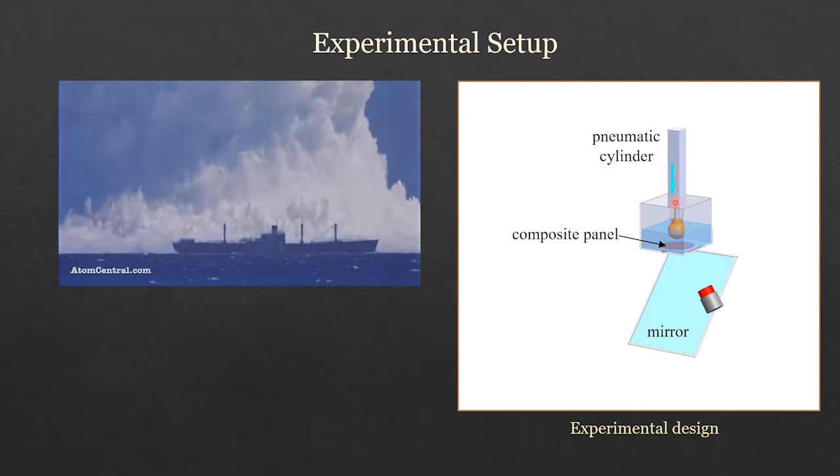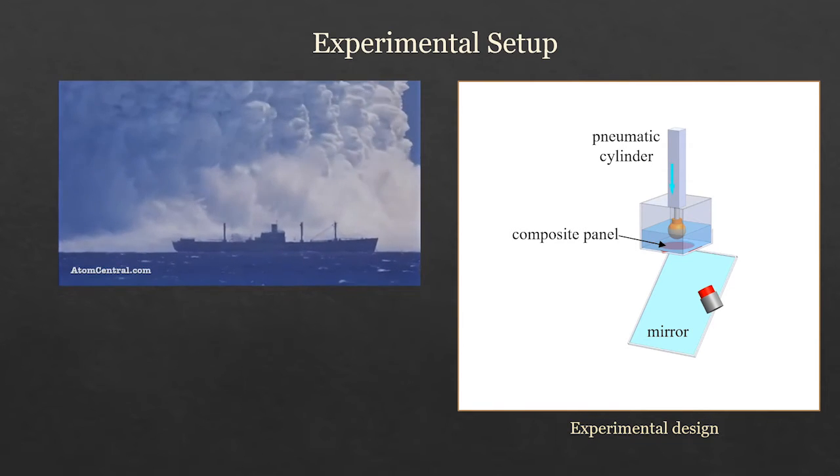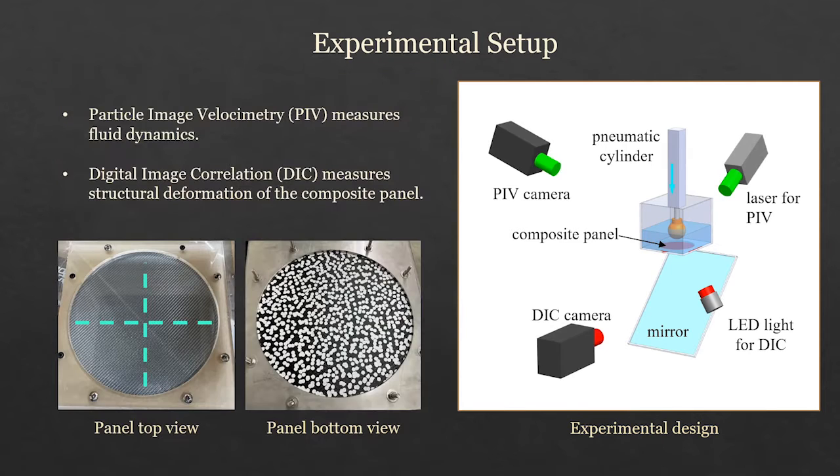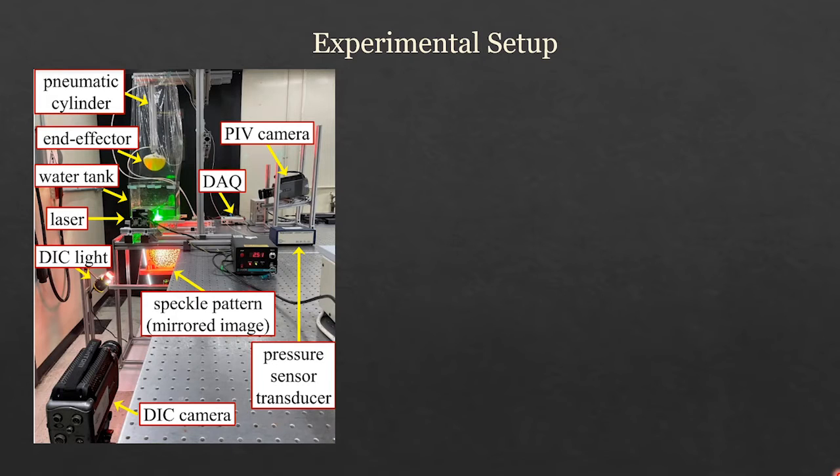But how do we analyze this process? Well, we use a combined PIV and DIC approach. We use PIV to measure fluid dynamics and DIC to measure the structural deformation of the composite panel. Specifically, as shown in the picture, we use a speckle pattern at the bottom of the panel to visualize the panel deformation. Here is a picture of the real experimental setup.